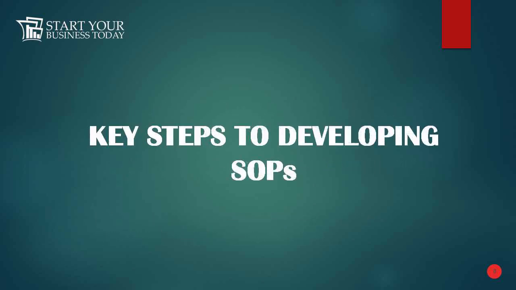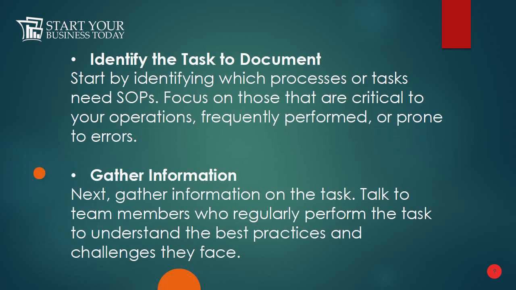Key steps to developing SOPs. Let's dive into the key steps to creating an effective SOP. Follow along as we explore each step in detail. One, identify the task to document. Start by identifying which processes or tasks need SOPs. Focus on those that are critical to your operations, frequently performed, or prone to errors.